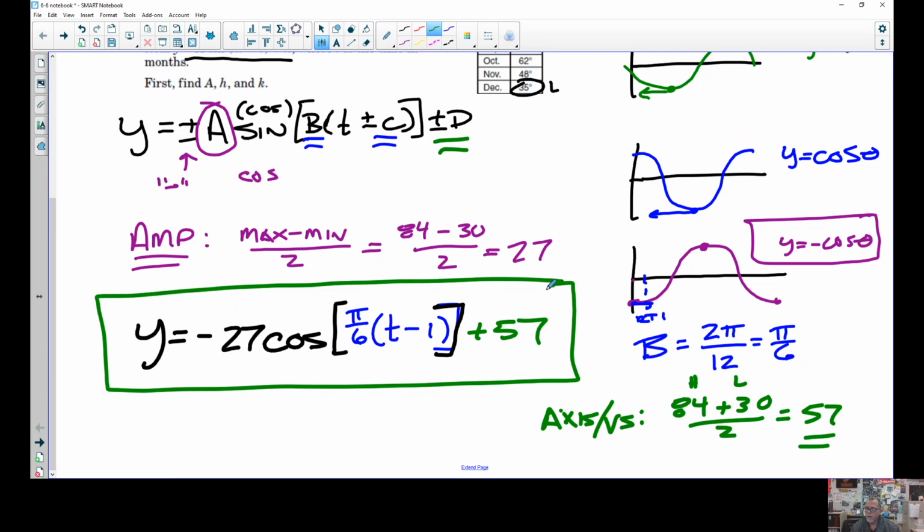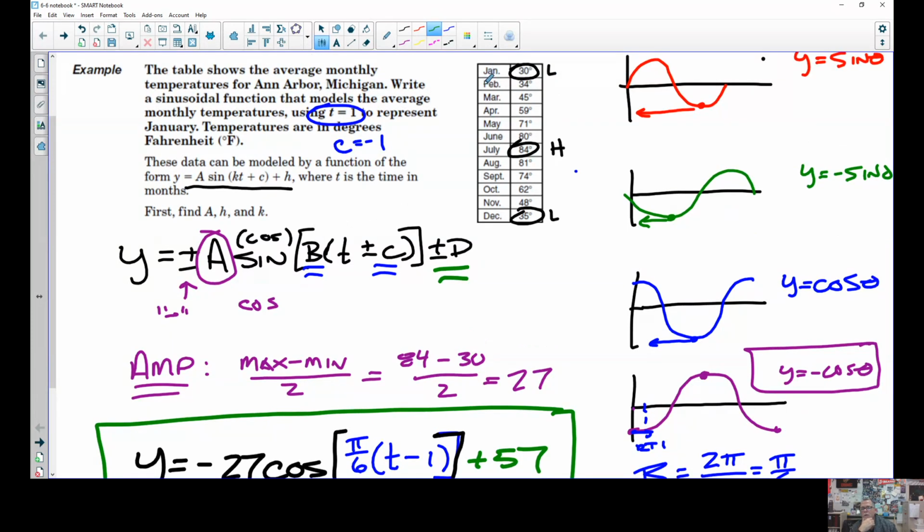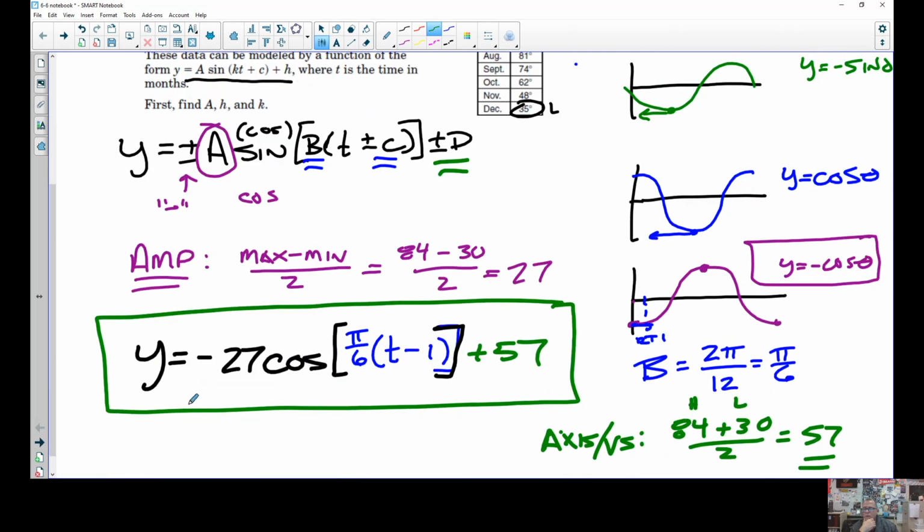So pretty quickly, just finding a few values and understanding the nature of the graph, we can decide what the function is to model this. Now, let's say we see how well this models our graph and we want May's temperature. Well, if January is 1, then 2, 3, 4, 5, I would plug in T equals 5 and figure out this value. It's that simple.